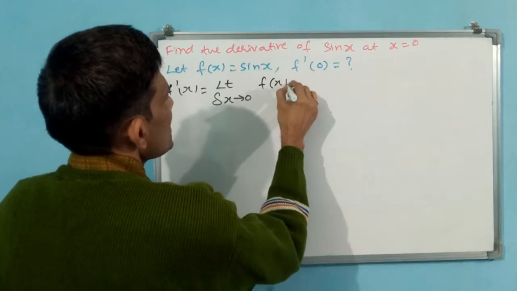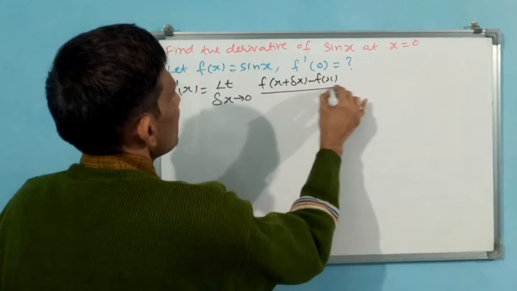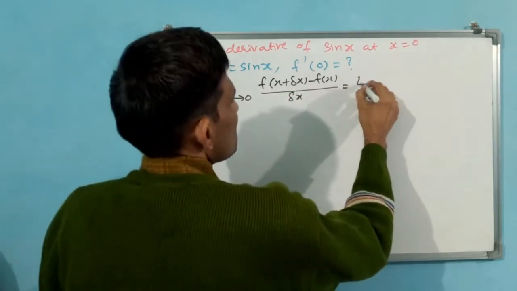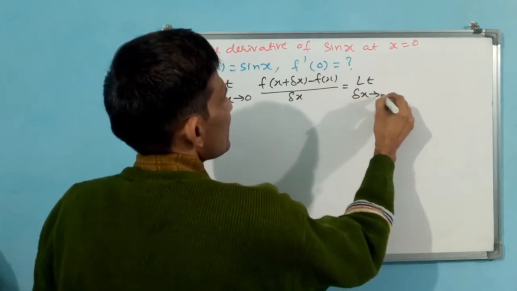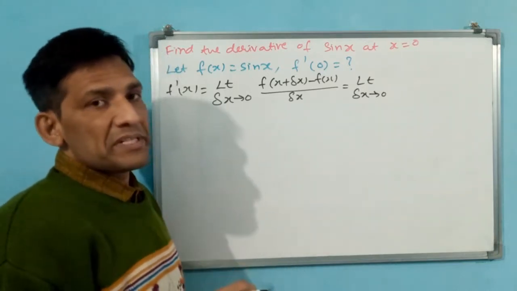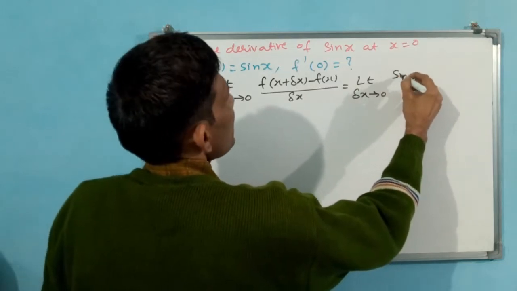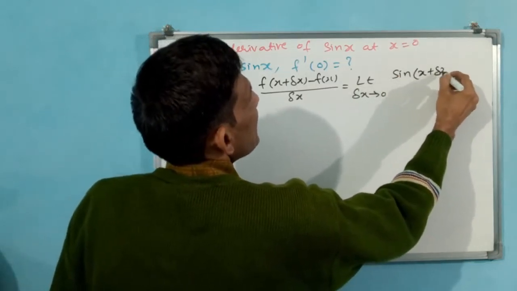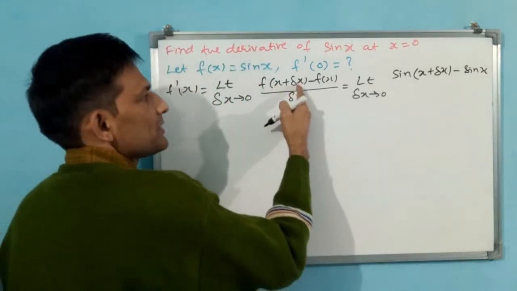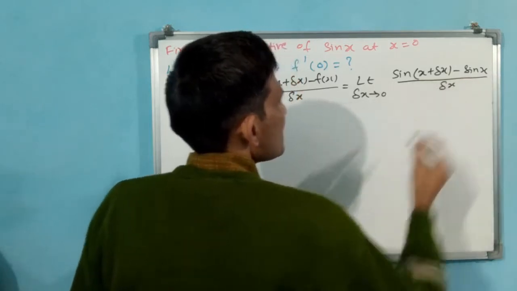f of x plus delta x minus f of x divided by delta x. Write down the limit as delta x tends to 0. In f of x plus delta x, wherever x is there, you have to write x plus delta x. See how I am writing: sin of x plus delta x minus sin x, divided by delta x. You write this delta x.